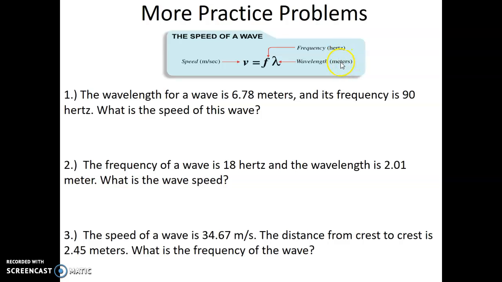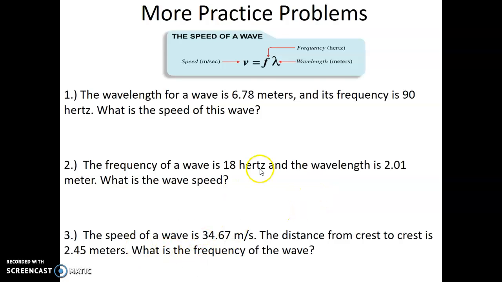If it's not in meters, you're going to have to convert, and if they're giving you the period, the time it takes to complete one cycle, you're going to have to use the formula that frequency is 1 divided by the period in order to solve for the frequency first, and then you can plug it into your formula. So go ahead and solve for problems 1, 2, and 3.